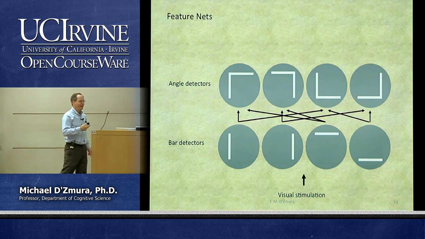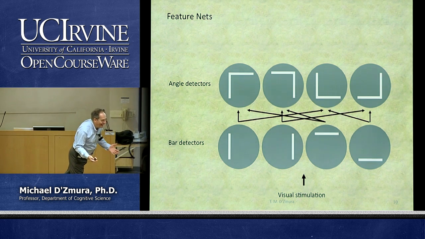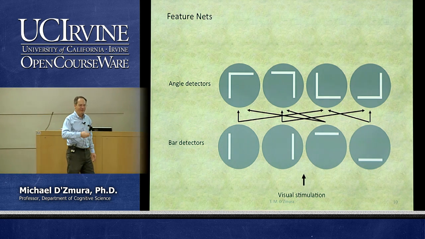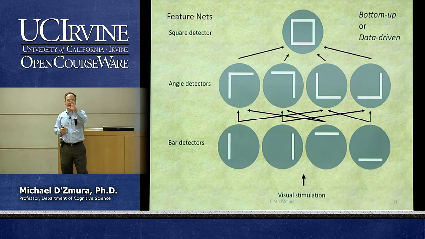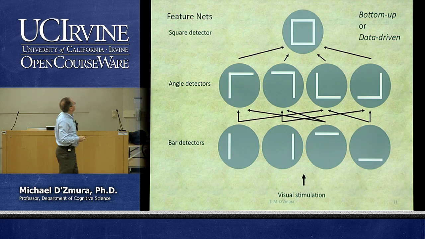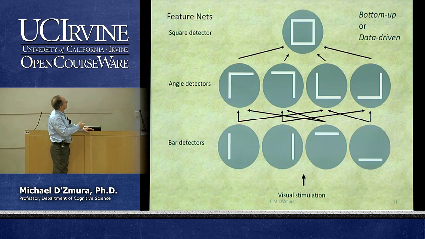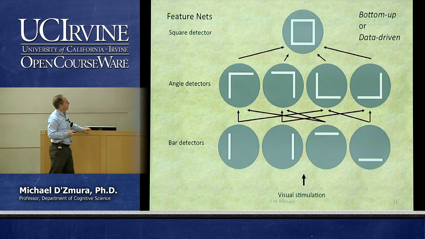That's the point. So you can now ask yourself, how do we get a square detector? Well, we combine the responses of the appropriate angle detectors. And if these angles are located at appropriate positions in visual space so that they line up with one another, the edges, then yes, we must be looking at something like a square. And so this is a feature net that would help us detect a square pattern from the responses of simple oriented bar detectors.